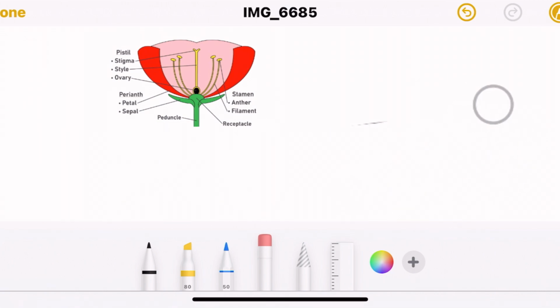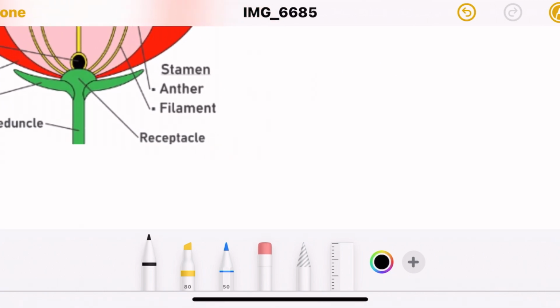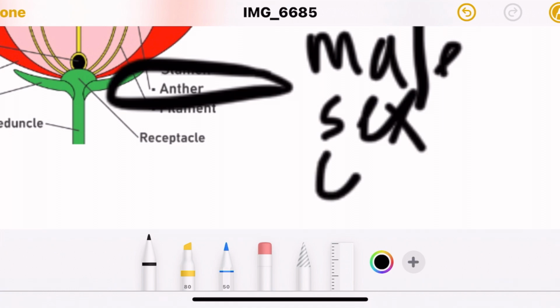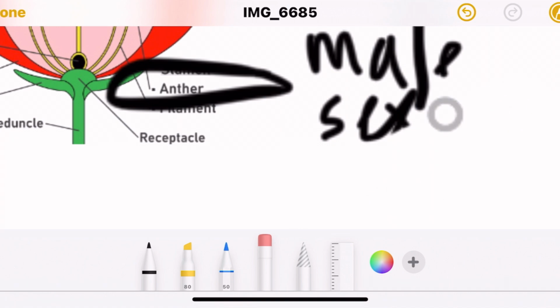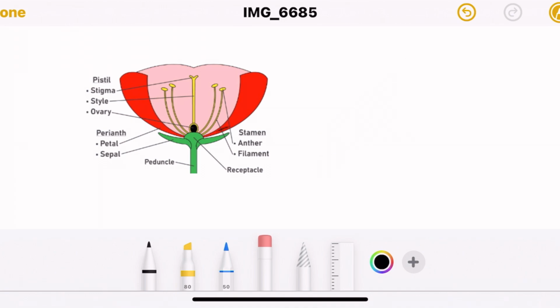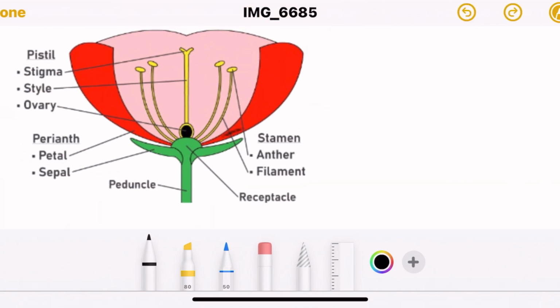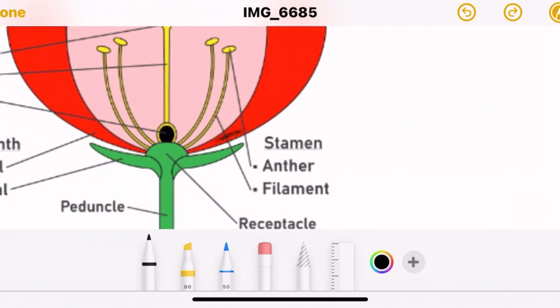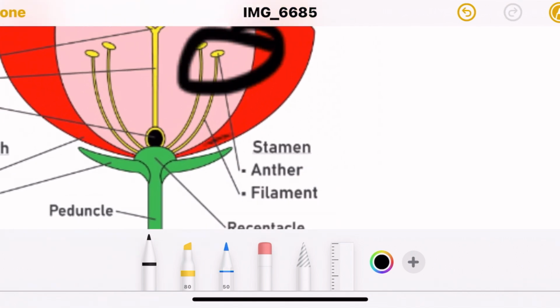So in a flower, the anther produces the male sex cells. For example, in humans, the testes produce the male sex cells. Here, the anther produces the male sex cells. And for the sex cells to be produced, it needs to be connected to the flower, right? To get its nutrient and everything like that. So it is connected to the flower and held in this position by the filament. So basically, filaments are just these thin wire type things that help to hold the anther.